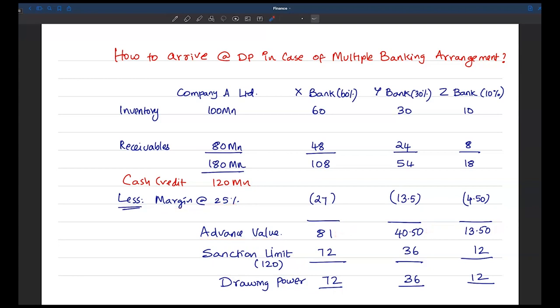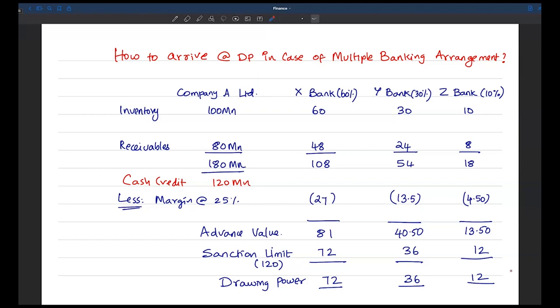Now, this advance value has to be compared with the respective sanction limit, which is 72, 36, 12, which I gave in the beginning itself. And how do we arrive at the drawing power? Whichever is lower, 81 or 72, whichever is lower. So, for Bank X, the sanction limit itself is drawing power. Even though they have a higher advance value, only 72 can be considered. For Bank Y, whichever is lower, 36, and for Bank Z, whichever is lower, 12.